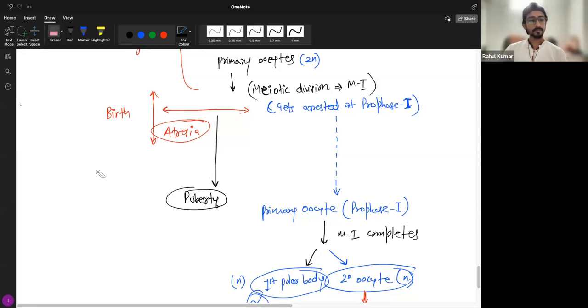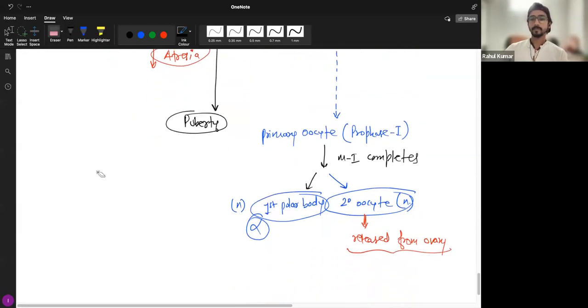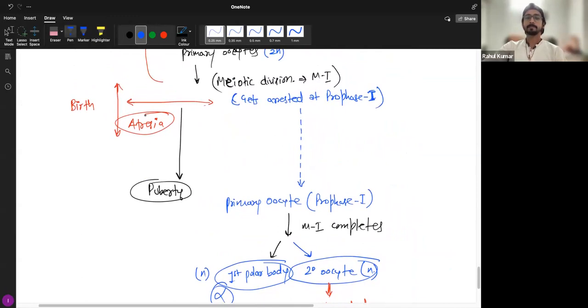Right. And would you like to continue then? And what happens at puberty? Iram? So sorry, sir, I don't clearly remember this. Okay, no problem. I'll take it forward from here. So the story is clear till here, right?